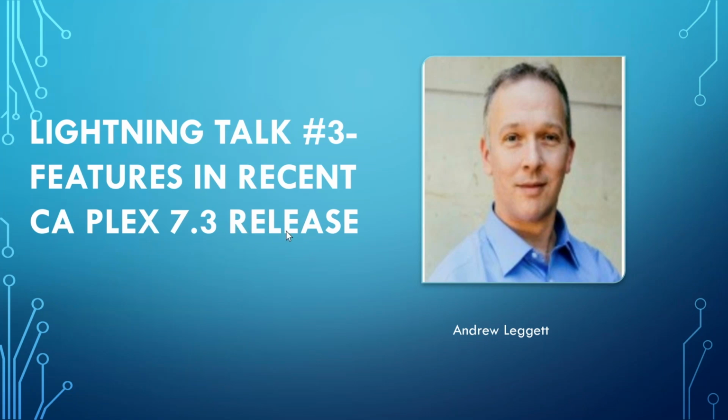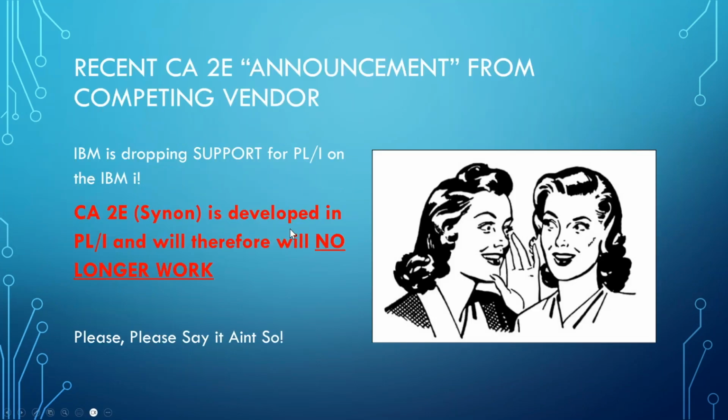This crazy rumor came out. And I actually used to work for Synon CA, and we would hear this rumor come out every couple years, but hadn't heard it in a while, but it kind of came out again for probably the 10th time. And that was that one of the vendors in the space, one of our competitors, announced on a webcast that IBM was dropping support for PL1, and therefore everyone's CA2E application was going to stop running. So you better get out of CA2E as fast as you can before that happens.